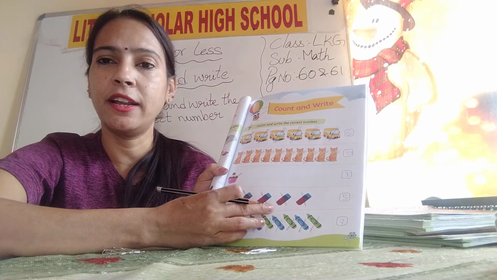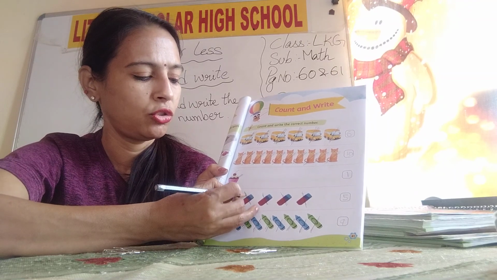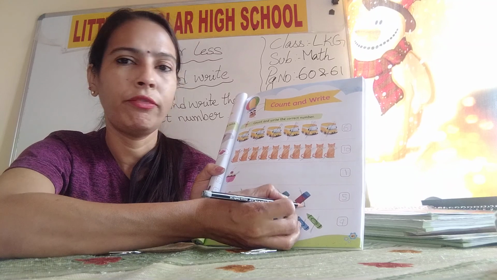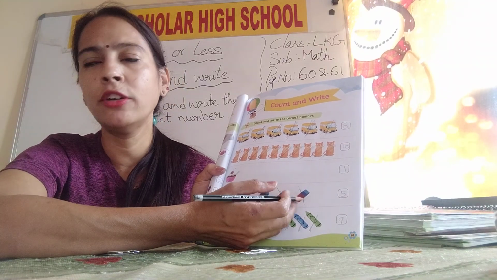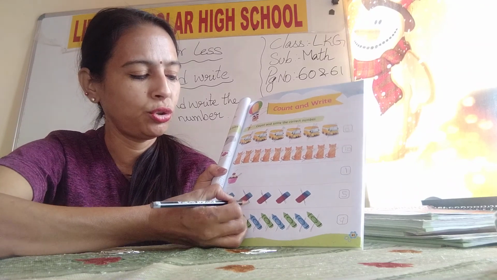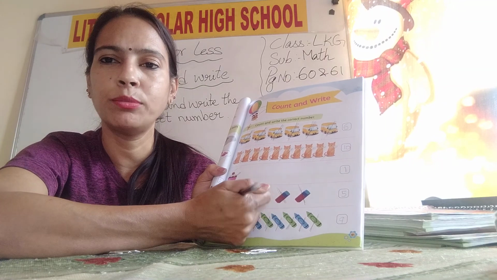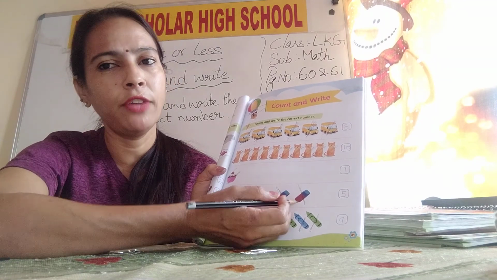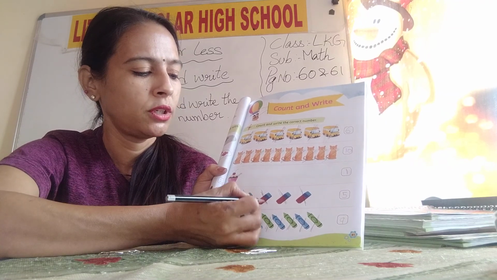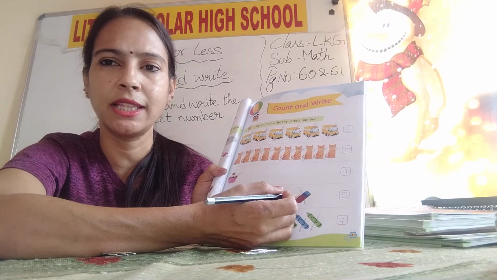Now, how many erasers are there? Let us count. 1, 2, 3, 4, 5. 5 erasers. Again, 1, 2, 3, 4, 5. How many erasers are there?